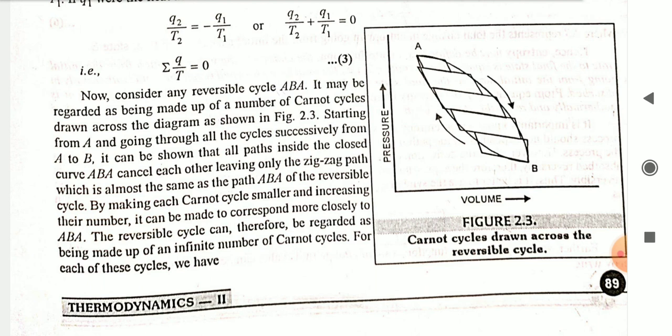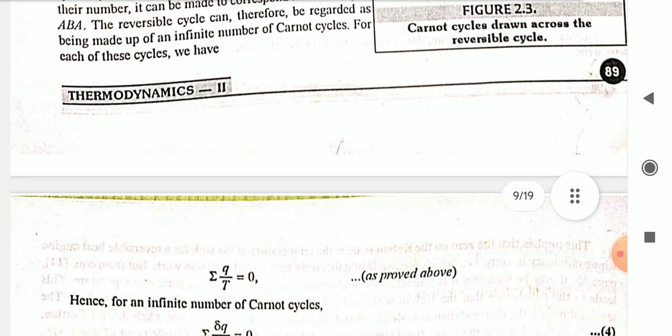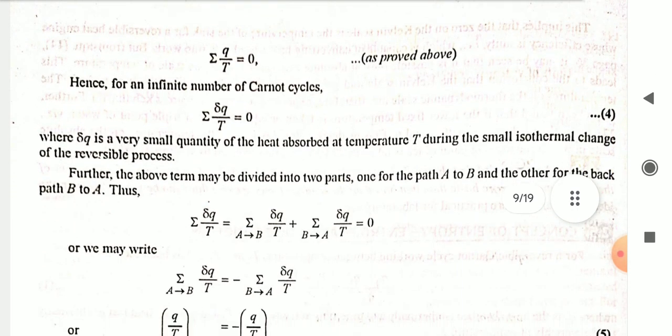For each of these cycles we have summation of Q by T is equal to 0. Hence, for the infinite number of Carnot cycles, the integral of del Q by T is equal to 0, where del Q is a very small quantity of heat absorbed at temperature T during the small isothermal change of the reversible process. Further, the above term may be divided into two parts, one for the path A to B and the other for the path back from B to A.